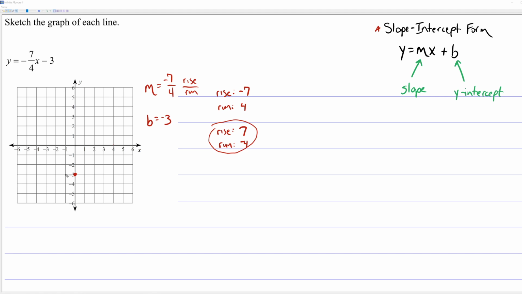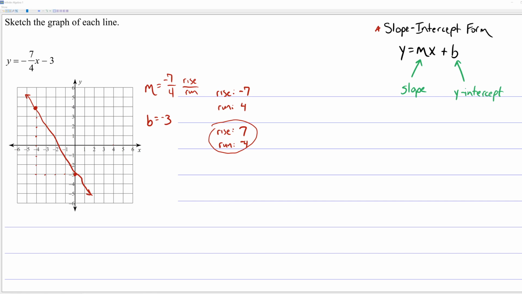So from the y-intercept, we're going to go to the left 4, so that's a run of negative 4, and then we're going to rise by 7. 1, 2, 3, 4, 5, 6, 7. So we have our y-intercept of negative 3, and we just constructed another point on our line. So all I have to do is connect these points, and I will have graphed my line.